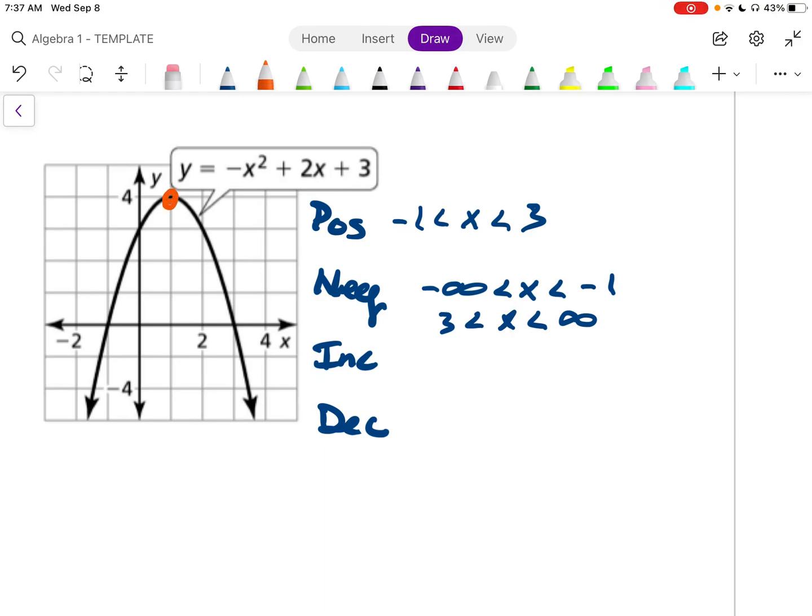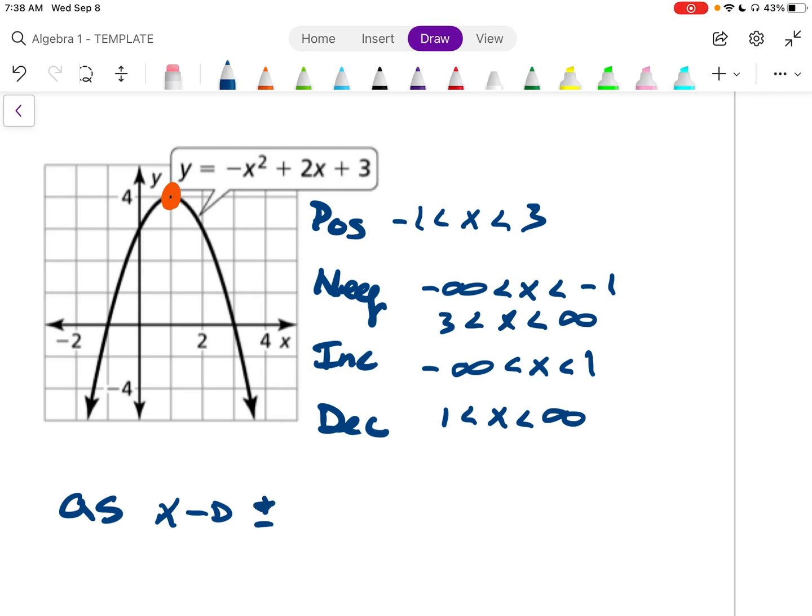Increasing, decreasing, we need to find where it changes directions. That's going to be right up there. It's going to be increasing from negative infinity less than x less than 1. And then it turns down and it starts decreasing, so that's 1 less than x less than infinity. For end behavior, I notice that the graph is going the same direction at the ends, and they're both going down, so I can say as x approaches positive and negative infinity, y approaches negative infinity.